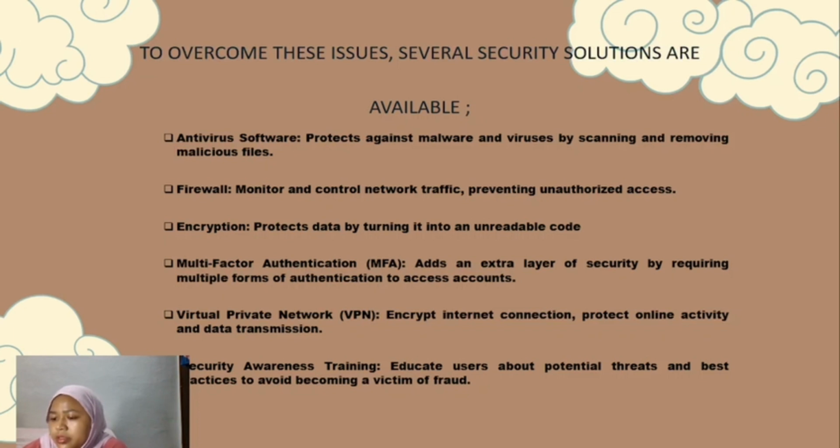This is encryption. Encryption safeguards data by converting it into unreadable code, ensuring only authorized parties can access it. Another is multi-factor authentication. This adds an extra layer of security by requiring multiple forms of verification to access accounts. Next is virtual private network. VPNs encrypt internet connections, safeguarding online activities and data transmission. And the last is security awareness training that educates users about potential threats and best practices to avoid falling victim to scams.